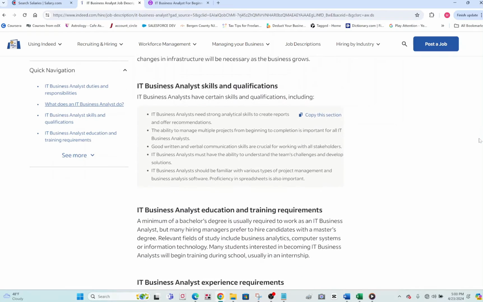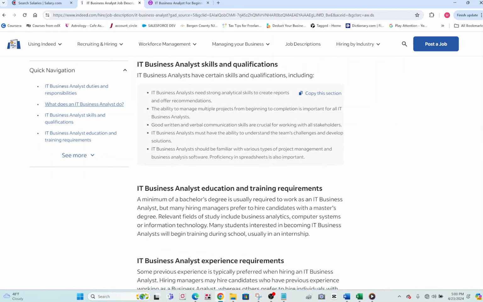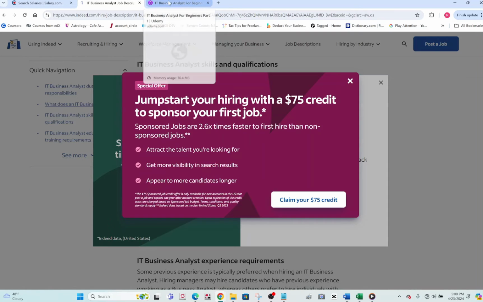Let's see. Ability to manage multiple projects from beginning to completion is important for all IT business analysts. I disagree with that. So, okay.